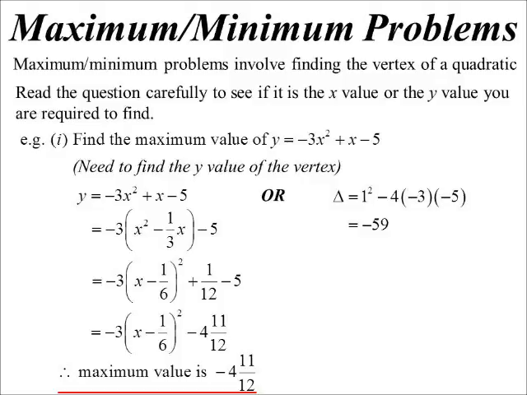Remember, the maximum or the minimum value, or the y value of the vertex, is minus the discriminant on 4a. So the discriminant is b squared minus 4ac, in this case minus 59. So the maximum value is minus the discriminant on 4a, and I think that's a little bit quicker myself to get to that y value of minus 4 and 11/12.